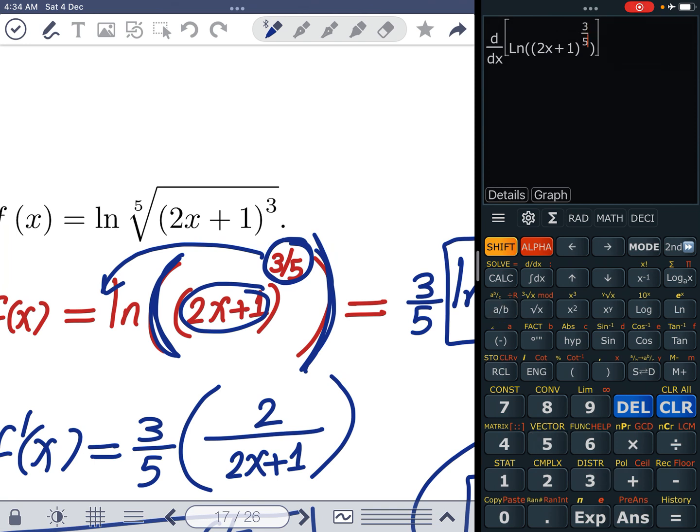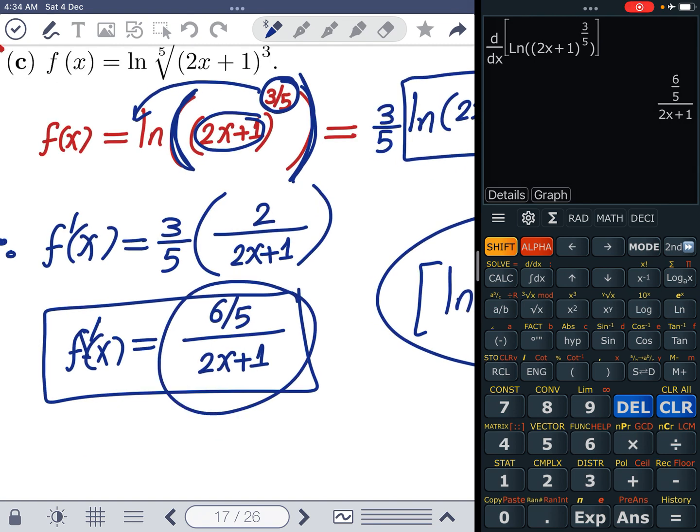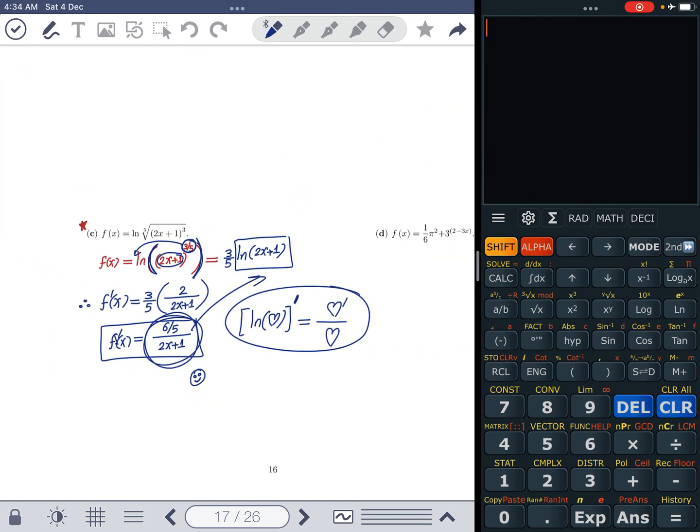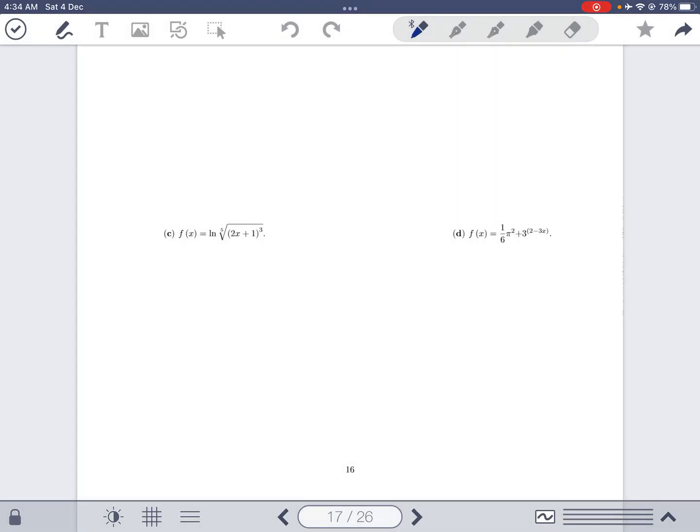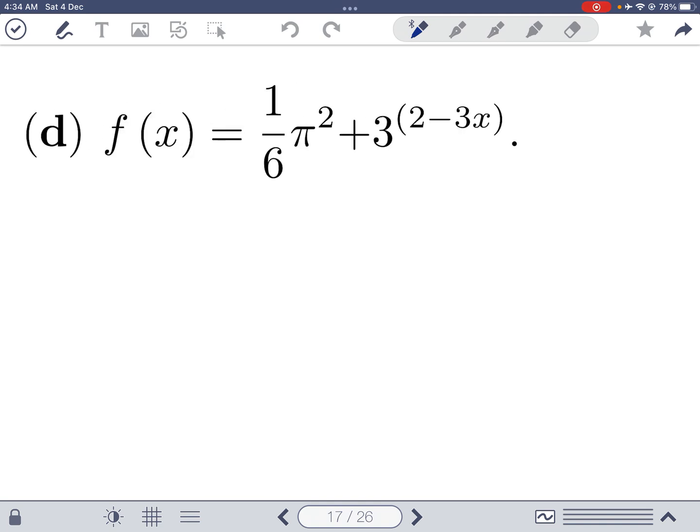This way we ask for the derivative and we see 6 over 5 over 2x plus 1. Notice it's exactly, so we put a happy face, exactly what the calculator gave us. Good, so this is correct. And now the last part of this question, the derivative of this one.